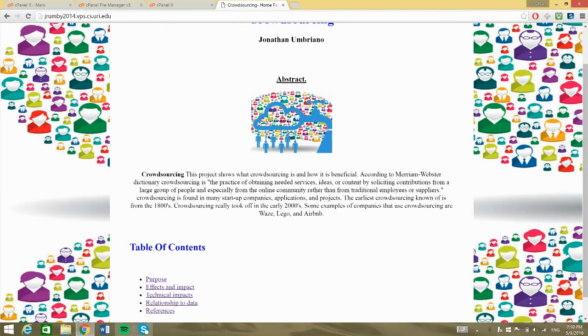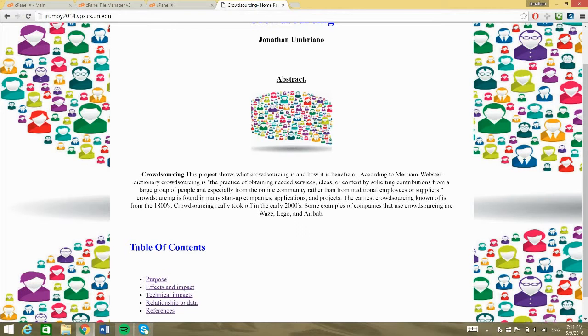According to Merriam-Webster Dictionary, crowdsourcing is the practice of obtaining needed services, ideas, or content by soliciting contributions from a large group of people, and especially from the online community, rather than from traditional employers or suppliers.